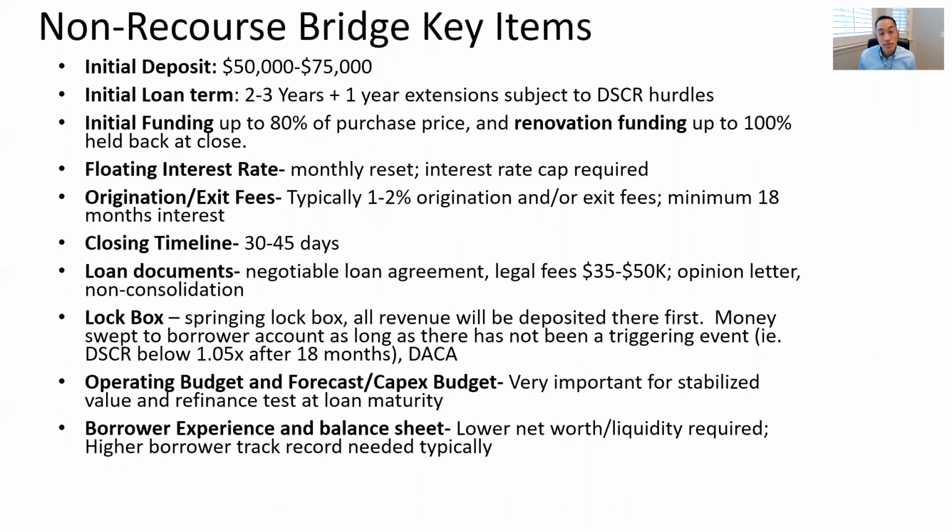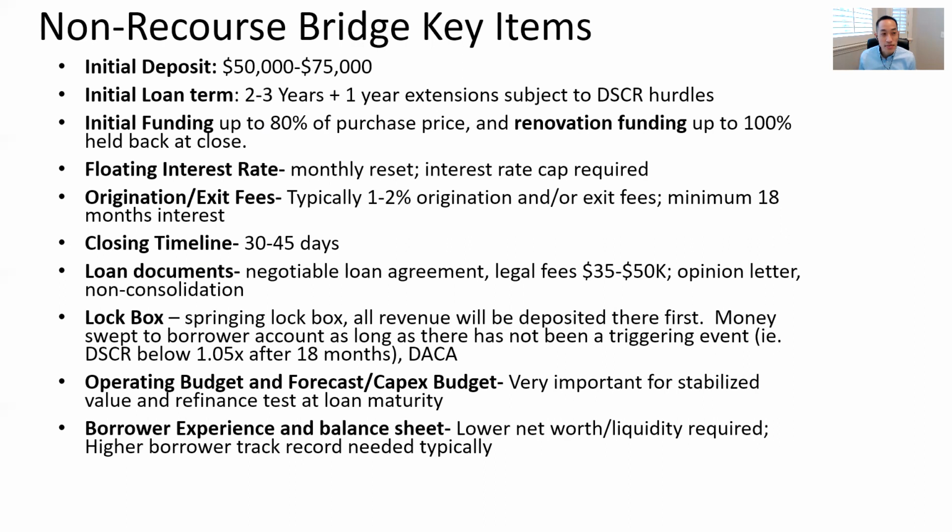Your initial loan term is going to be 2 to 3 years, and then you're going to have a 1 year extension subject to debt service hurdles, and you're going to pay a fee every time you extend. For initial funding, they're going to give you up to 80% of the purchase price, and then they'll also do a majority of the renovation funding. Sometimes it's 75%, sometimes it goes all the way up to 100%.